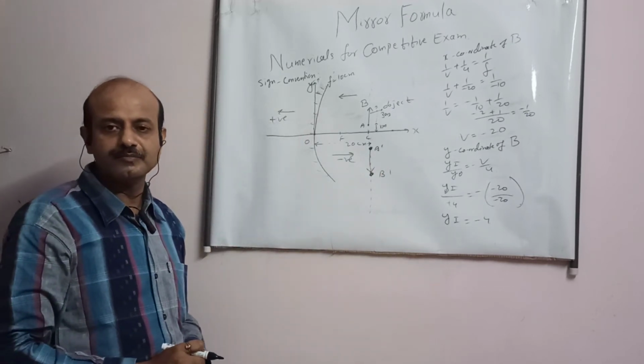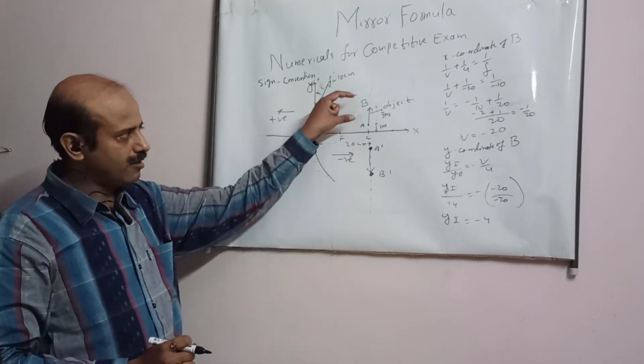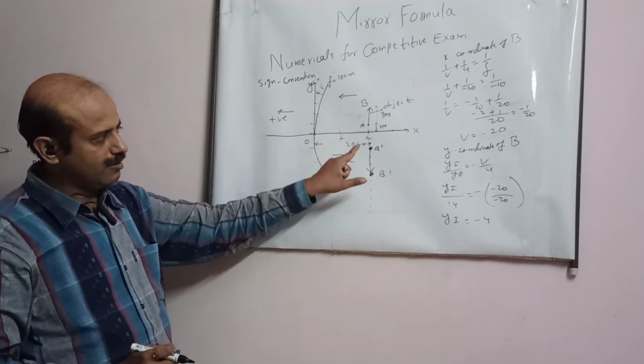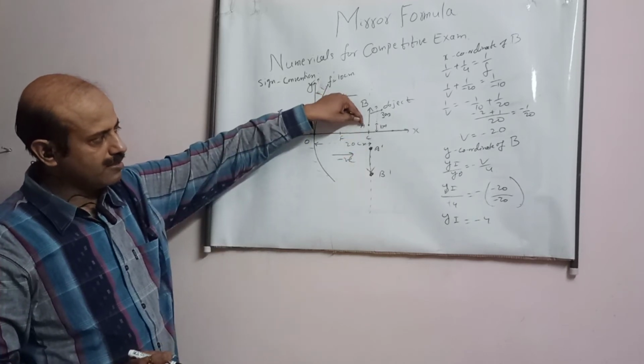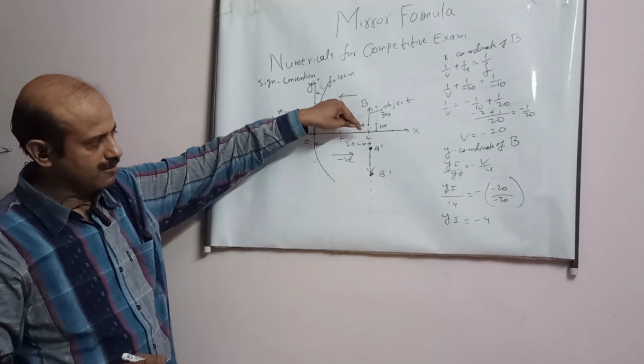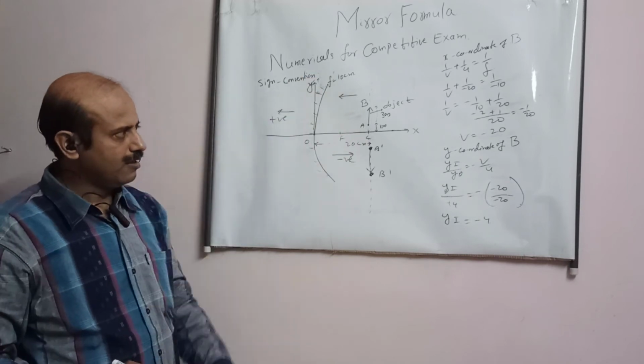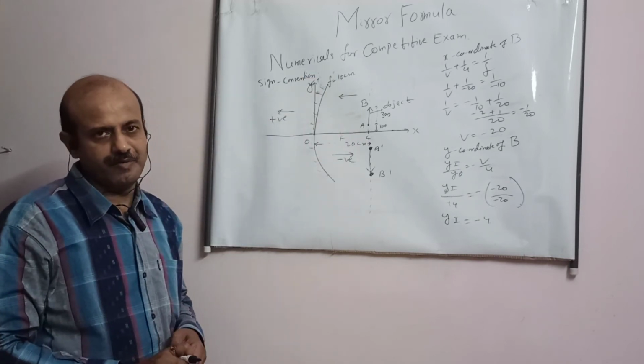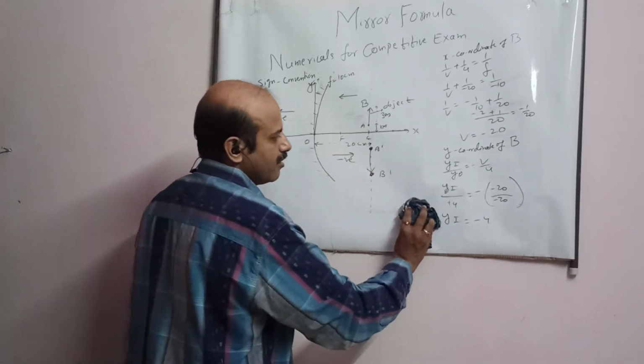See, student, how the image is formed. Since the object is not on the principal axis, the image is not on the principal axis. Like this, student, you can solve the numerical. Let's take another case.